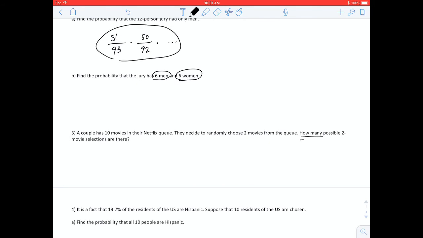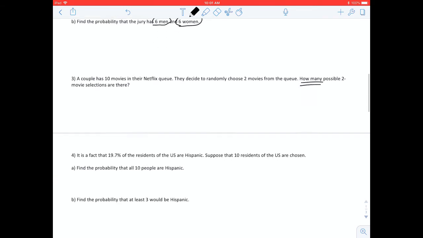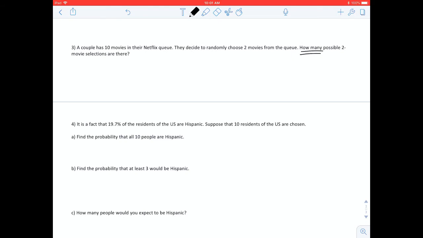So with these types of counting questions, how many, you have to decide, does order matter or not? If the order matters, use permutations. If the order doesn't matter, use combinations. So without even reading the problem, as soon as I see this, I say, oh, that means P equals 0.197, and that's a binomial situation.